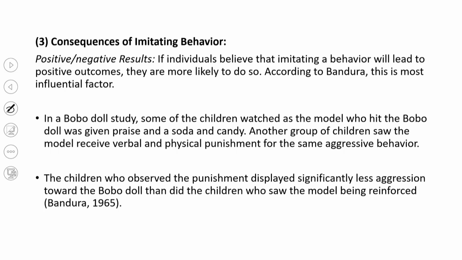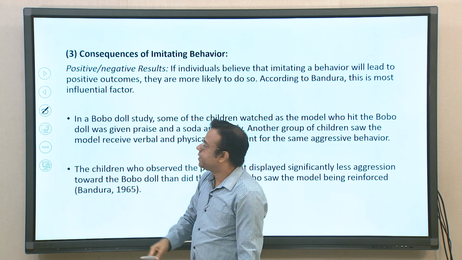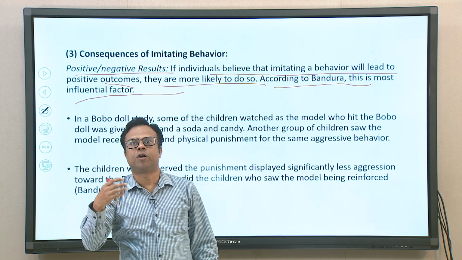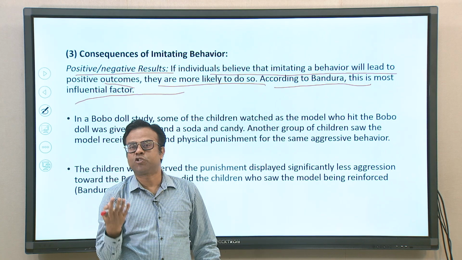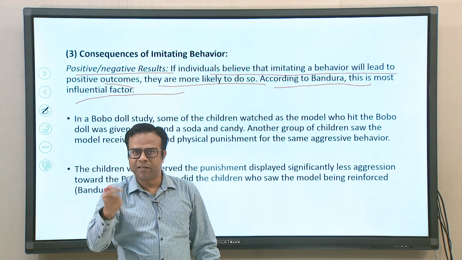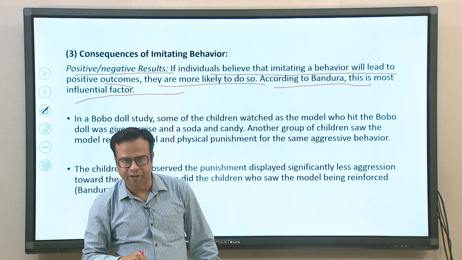Then comes the third factor, what is the consequence of imitating the behavior? What they think, if I do this or imitate this behavior, what will be the result of that? What will be the consequence of the action that I am imitating? Now, generally there can be positive or negative results of an action. So, if an individual believes that imitating a behavior will lead to a positive outcome, they are more likely to do so. Accordingly, Bandura said this is one of the most influential factors whether someone will imitate someone or not. It depends on whether they think if I do this, will I get a positive result or negative result. If they think it will give a positive result, they are more likely to imitate that behavior.